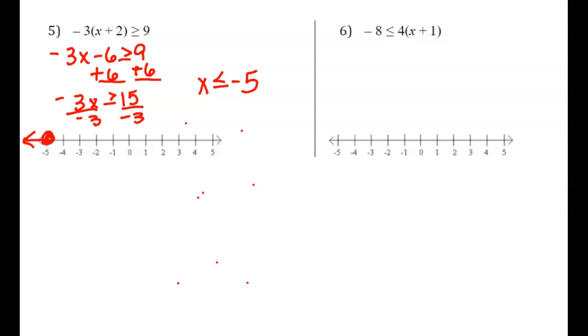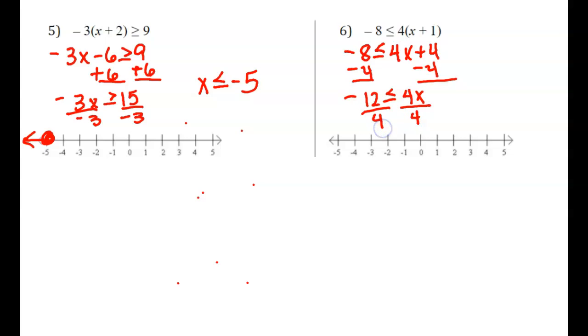Number 6, we're going to start by distributing. -8 is less than or equal to 4x plus 4. Then I'm going to subtract 4 from both sides. -12 is less than or equal to 4x. And then we're going to divide by 4. Okay, but we're dividing both sides by a positive, so we don't need to worry about flipping the sign. -3 is less than or equal to x.